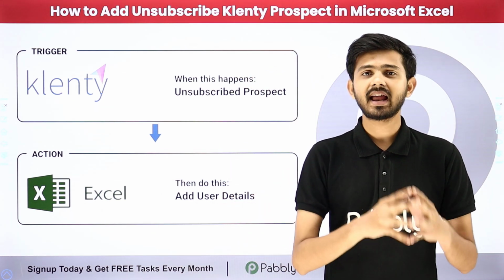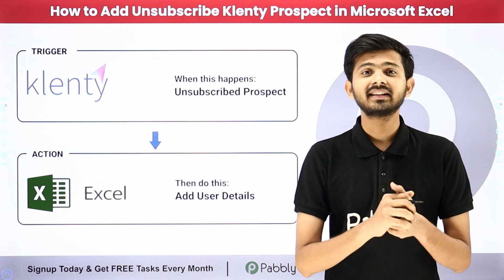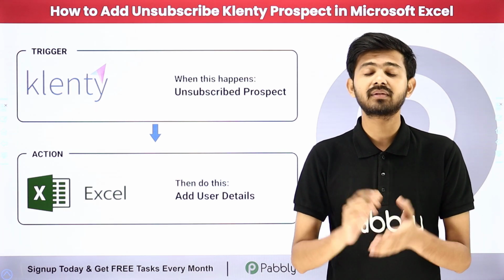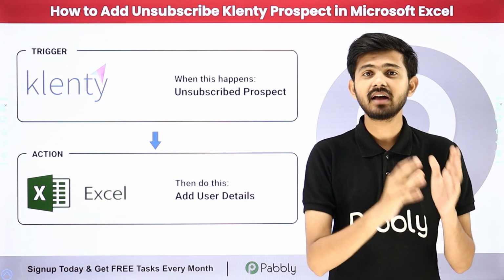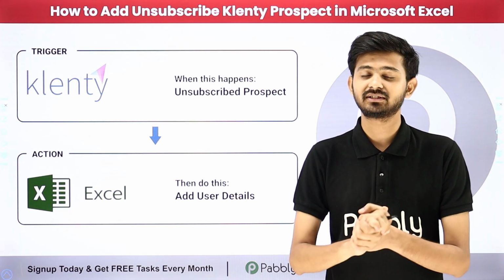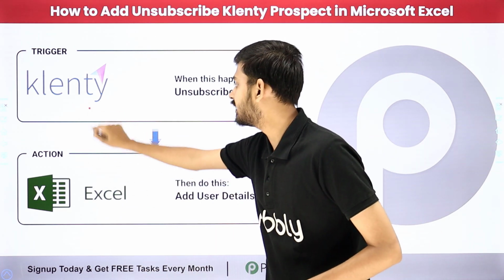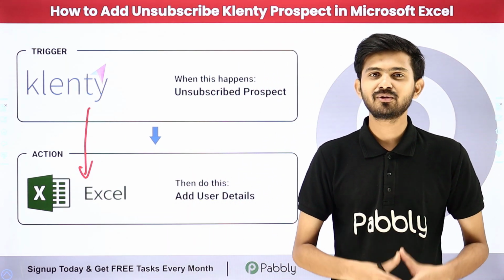So here I'm using Klenty in my business for managing my sales pipeline, and now I want to keep track of all the unsubscribed prospects who have unsubscribed from communication. So here I want to add all these details of unsubscribed prospects in my Microsoft Excel sheet. So for my objective, I have to build a connection between Klenty and Microsoft Excel. And for building this connection, I'm going to use Pabbly Connect.